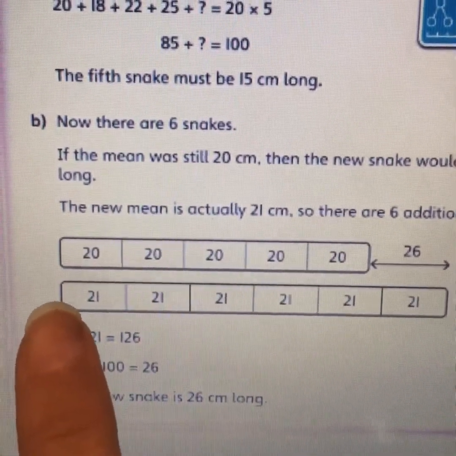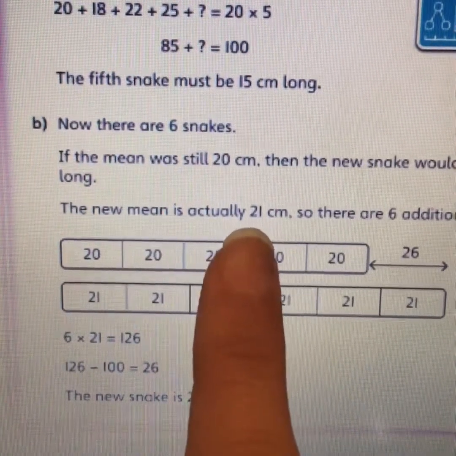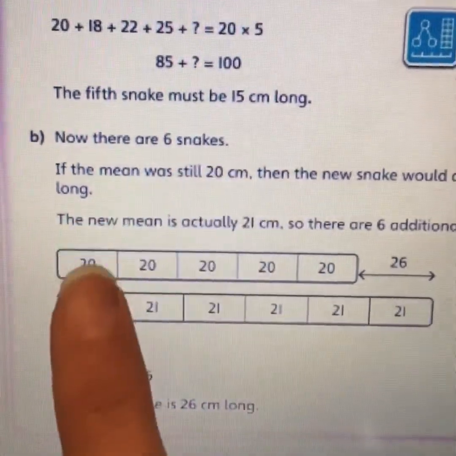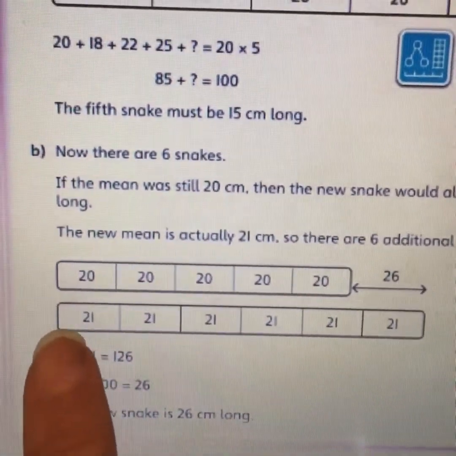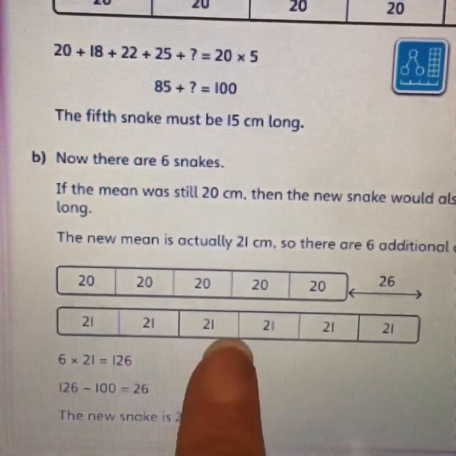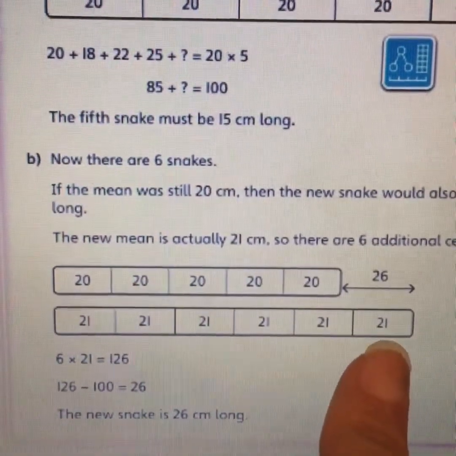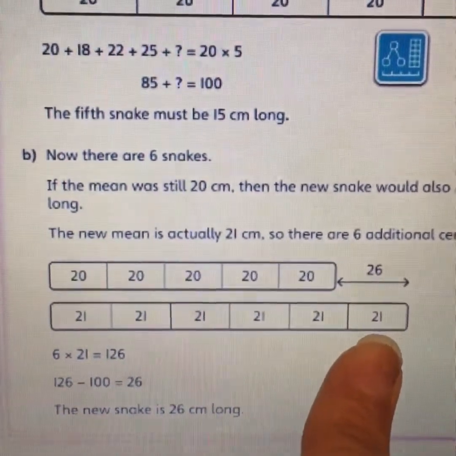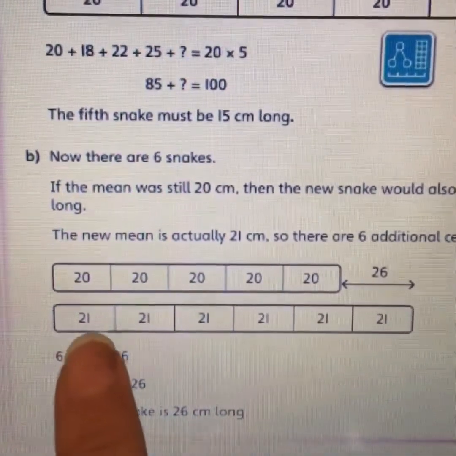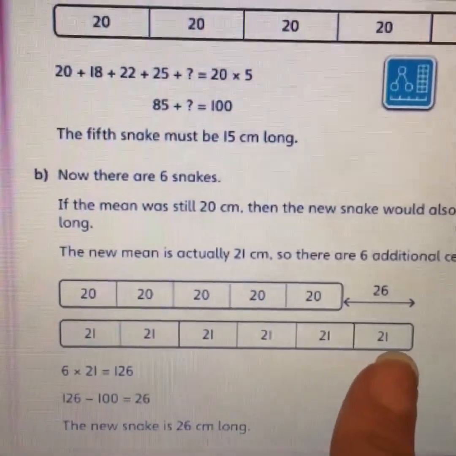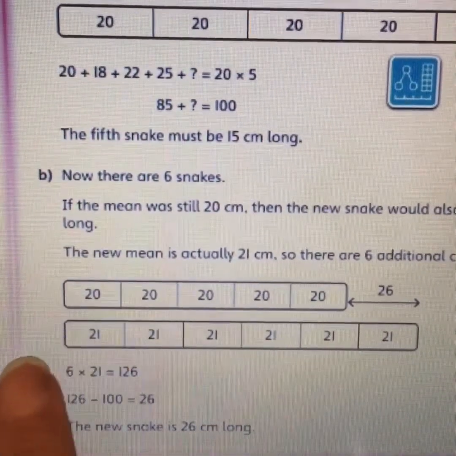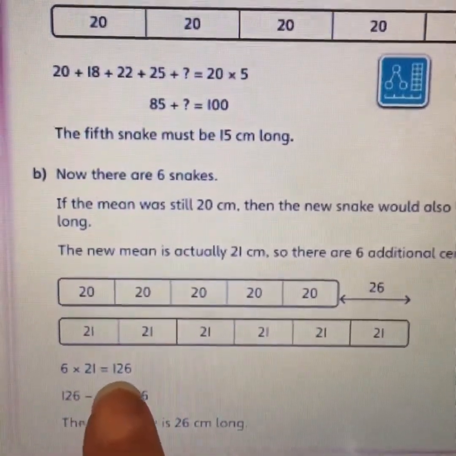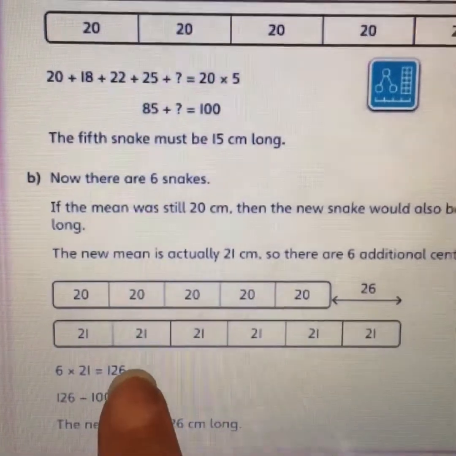But now we are saying that the mean is 21 centimetres and that there are 6 snakes. So underneath I'm going to draw a new bar model, and this one is going to show that there are 6 snakes and each one is an average of 21 centimetres long. So just like we did before, what is the total then? If we have 6 snakes of an average of 21, we're going to do 6 times 21, which is 126.